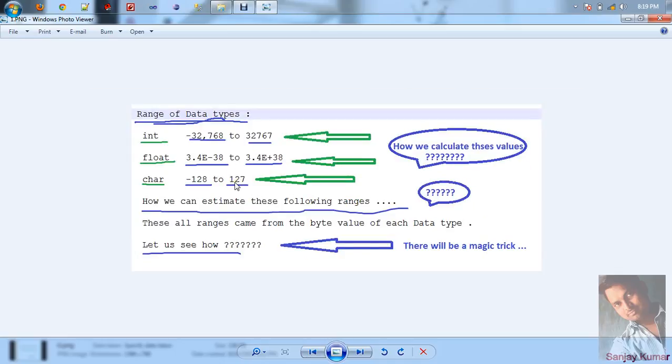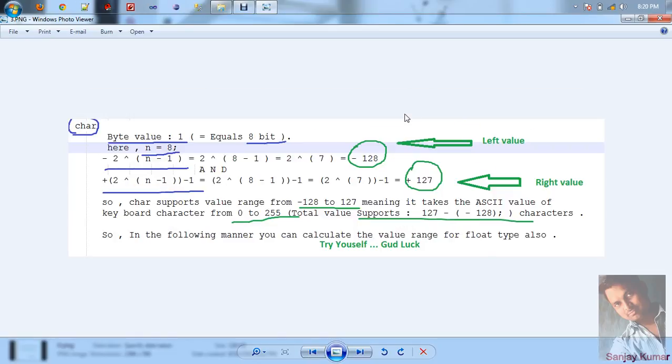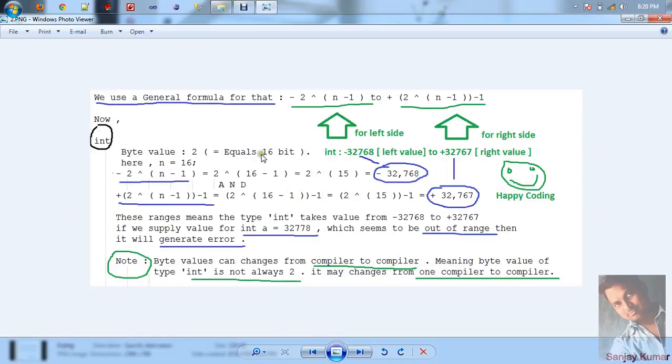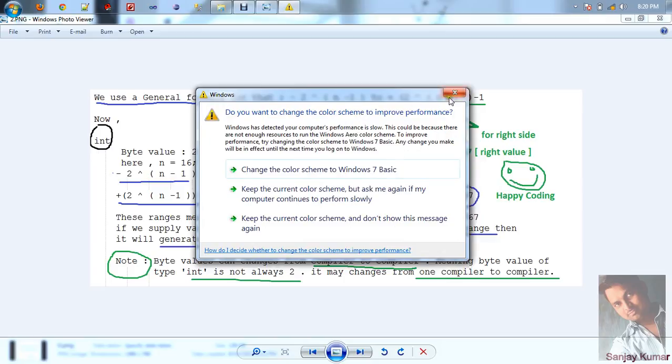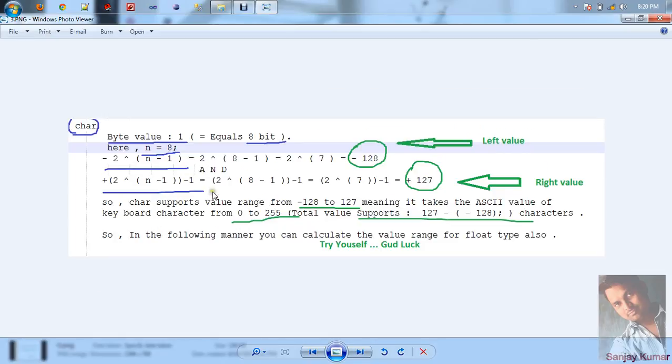So we have seen how we can get the negative range as well as the positive range, but we can get these values only after memorizing this formula. For the negative value we have to memorize this formula, and for the positive value we have to memorize this formula. Also, I have discussed that the byte value or bit value varies from compiler to compiler. In my compiler the byte value of integer is 2, but in your compiler it may vary, something like 4 or 2. So it depends upon the compiler. Now we have seen how we can get the range values of integer and character.